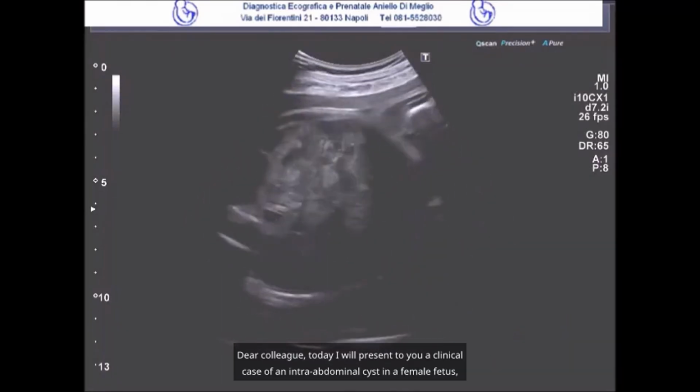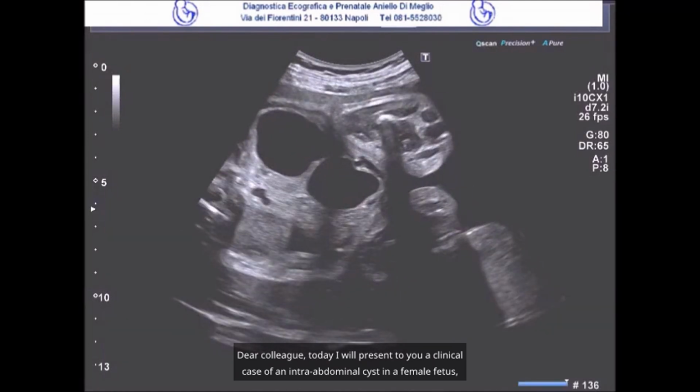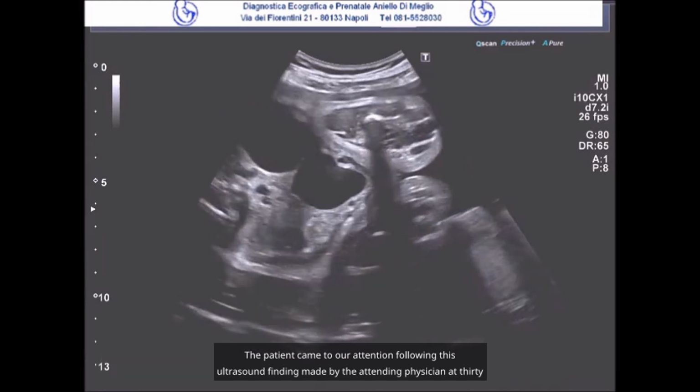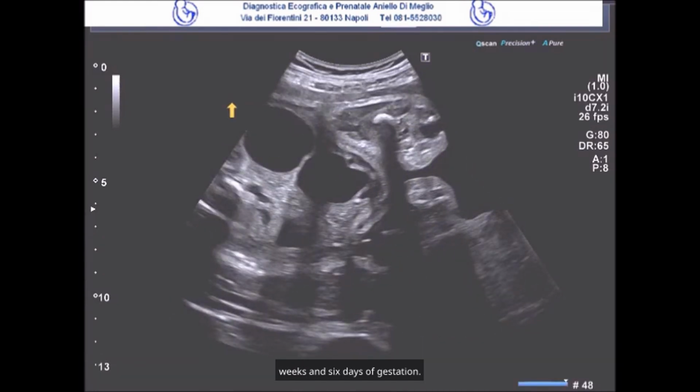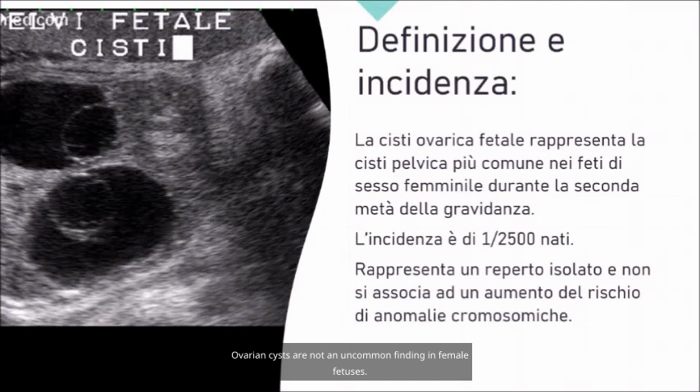Dear colleague, today I will present to you a clinical case of an intra-abdominal cyst in a female fetus, which has the ultrasound characteristics of an ovarian cyst. The patient came to our attention following this ultrasound finding made by the attending physician at 30 weeks and 6 days of gestation. Ovarian cysts are not an uncommon finding in female fetuses.